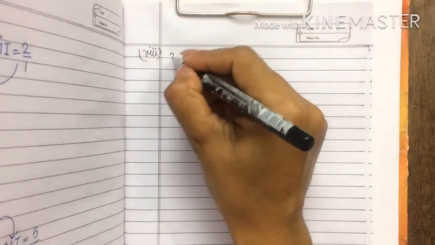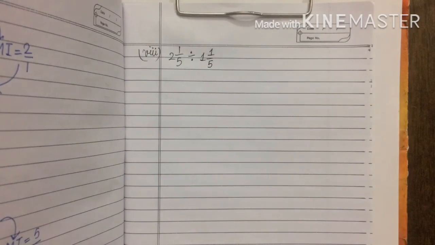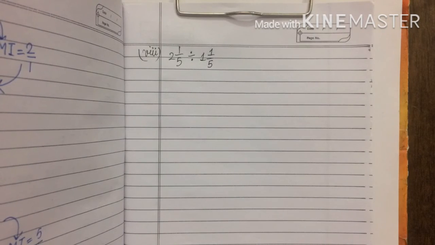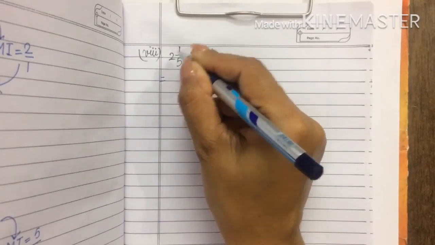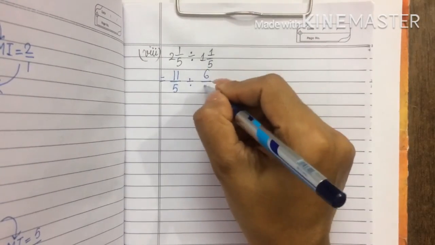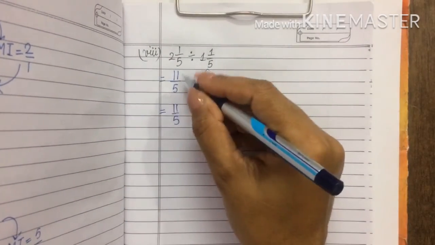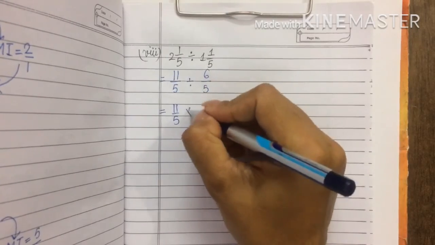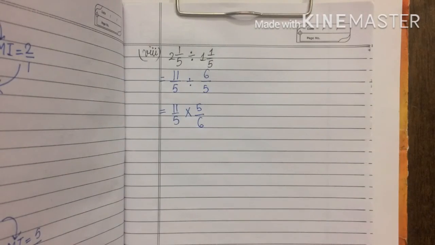8th part. 2 1 by 5 divided by 1 and 1 by 5. So I have two mixed fractions. Before I start carrying out that multiplicative inverse or the reciprocal, let's work these out. Simplify. So 5 into 2 is 10 plus 1, 11 over 5 divided by 5 ones are 5 plus 1, 6 by 5. Now you start your work. 11 by 5, I'm changing. First fraction, no change. Divide becomes multiply. 6 by 5 will become 5 by 6. Cutting possible? Yes. 5 ones are 5, 5 ones are 5.